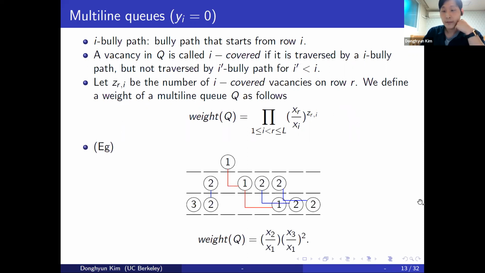And for the previous example, this vacant position is 1 covered. And here it is 1 covered, and this one is also 1 covered. So the position here is also traversed by a 2 bully pass, but this was already traversed by a 1 bully pass. So we have one covered vacancy in row 2, and 2 1-covered vacancies in row 3. So this becomes the weight of a multiline Q.